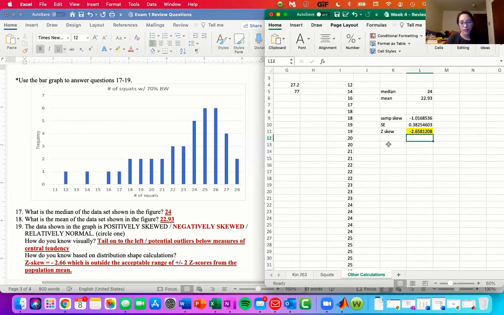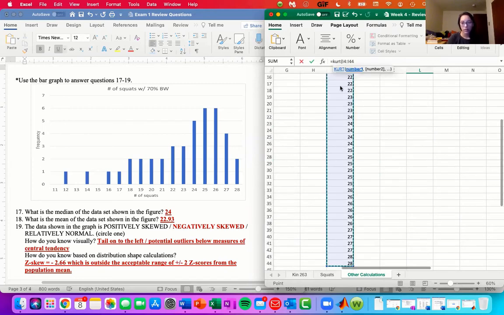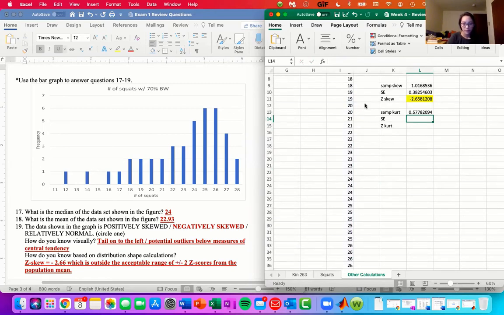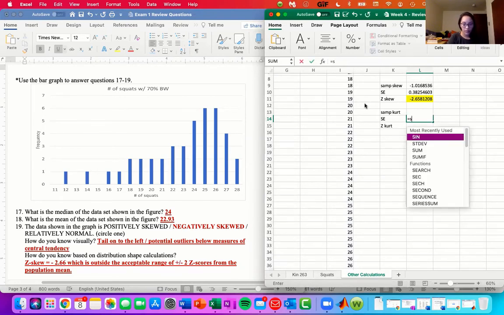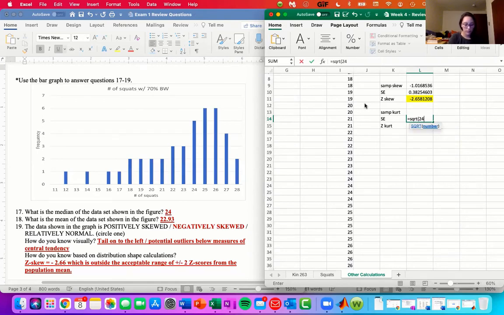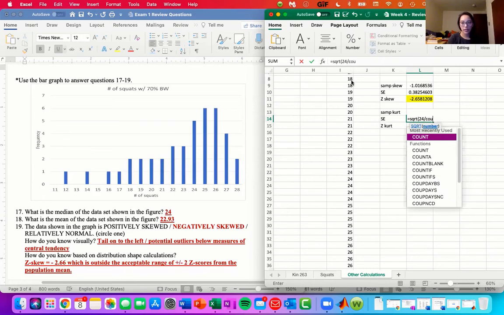For the sake of just doing it, let's try kurtosis as well, and we'll see if it's kurtosed or not. Similar procedures: equals kurt will give us the sample kurtosis. Standard error is going to be the square root of 24 divided by our sample size.